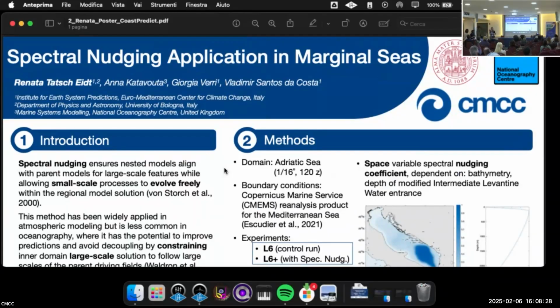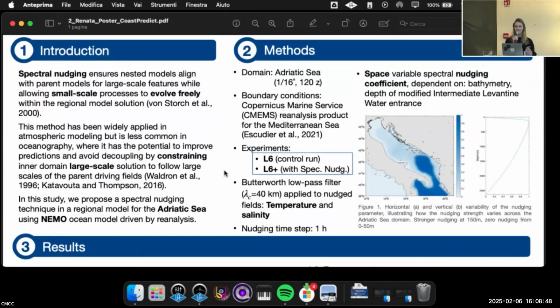For those who don't know, spectral nudging means that we are able to pass the information from the parent model to the child model, not only through the boundaries, but also by putting some constraints inside the inner domain. So what we want to do is to nudge the large scales of the inner domain towards the large scales of the parent, but we don't want to affect the small scales directly, so the small scales of the child model are free to evolve with the inner domain dynamics.